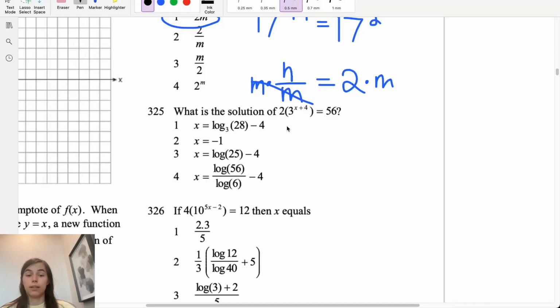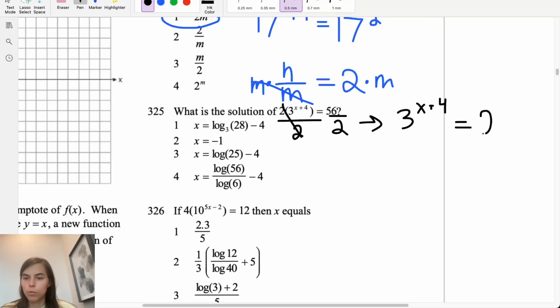We're solving for x. We want to get x ultimately by itself. So first of all, I see this 2 here on the outside and it's being multiplied, so let's just get rid of it and divide. Easier. Now we just have 3 to the power of x plus 4 equal to 28.